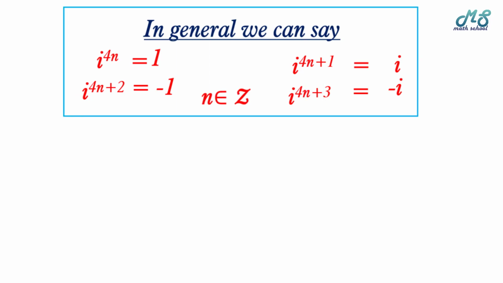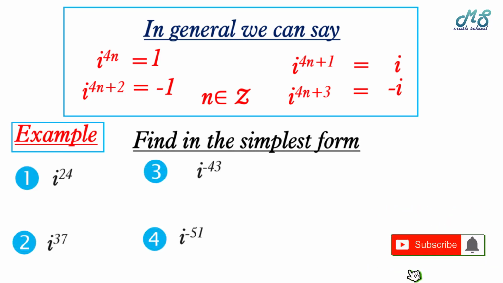It is an integer number. For example, guys, find in the simplest form. Number 1, i raised to the power 24. 24 is divisible by 4, guys.